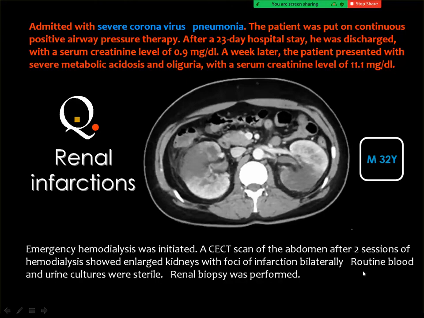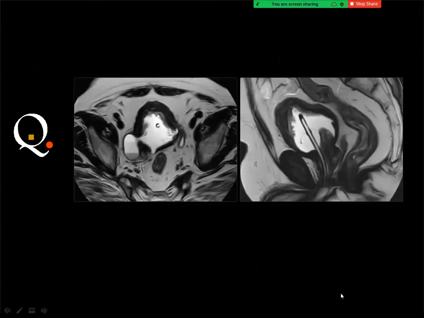It is seen frequently in the lung in the form of pulmonary embolism, but according to the literature, the kidneys are the second most common site to be affected by coronavirus.